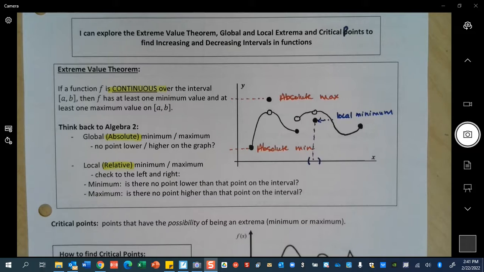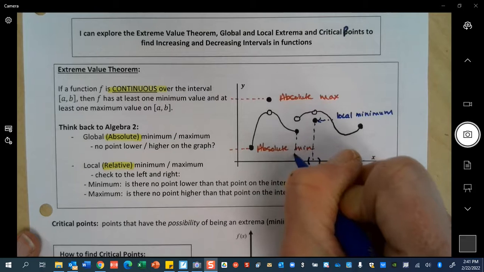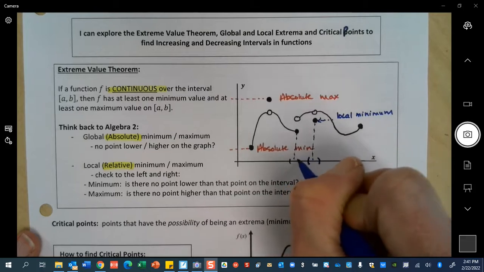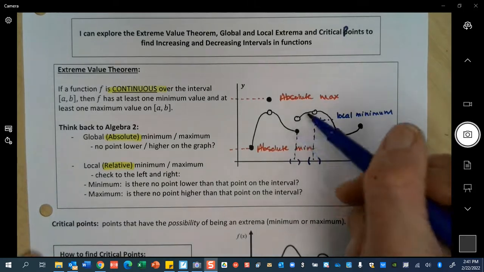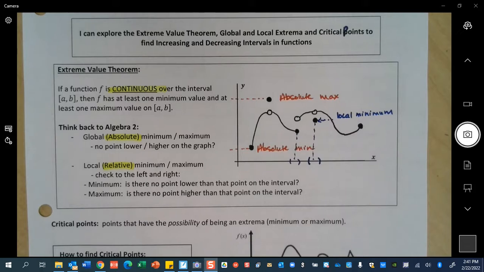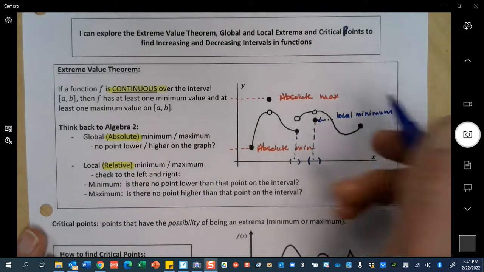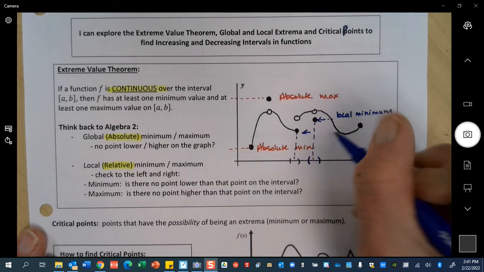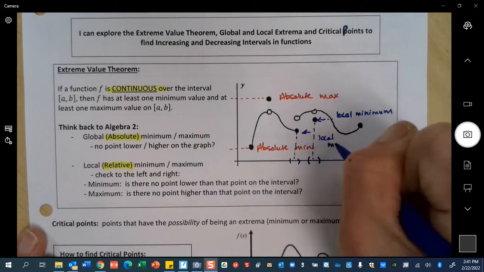We can also talk about this point here, trace it back. And when we talk about this one, because on either side of this interval there are points higher than it, we can also call this one a local minimum or a relative minimum.